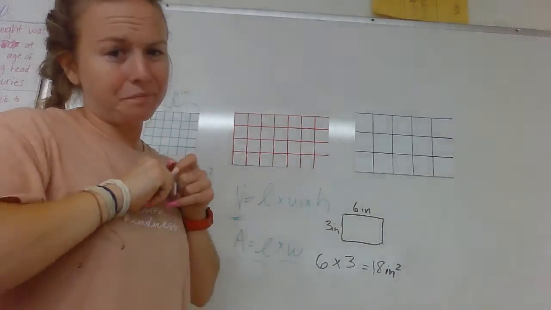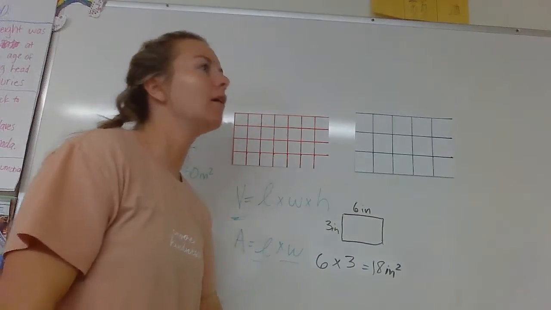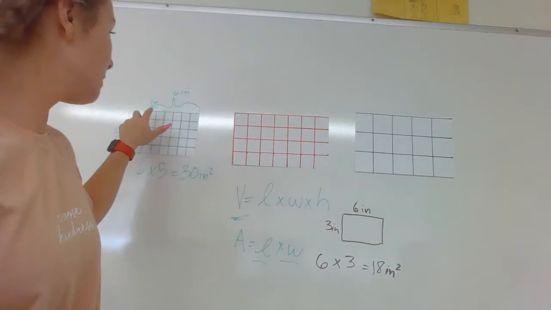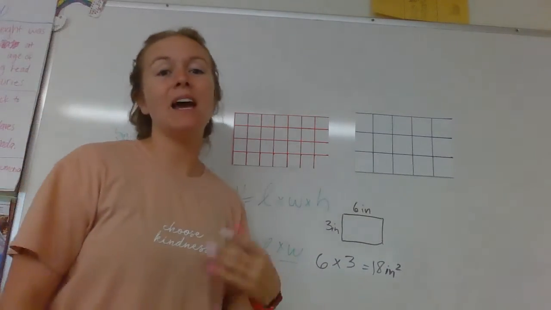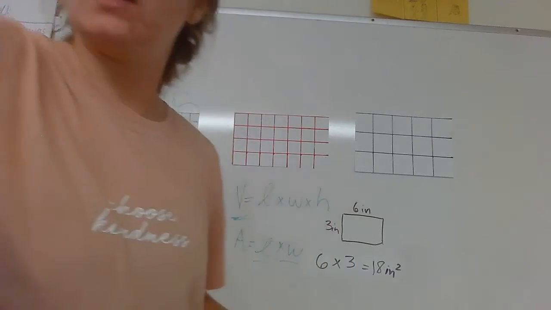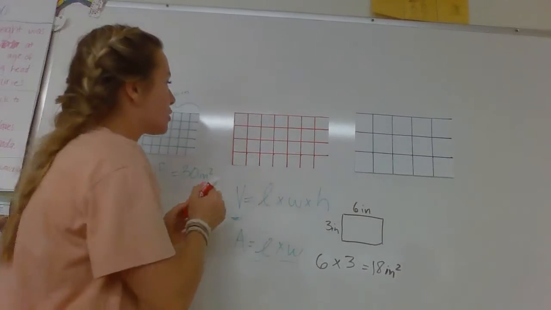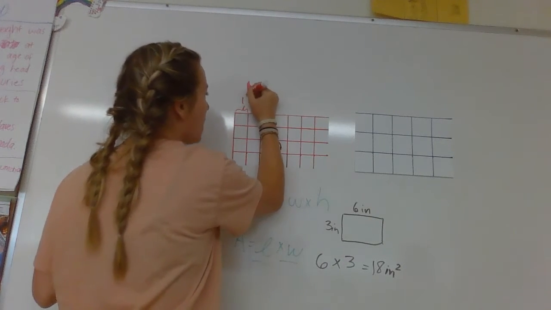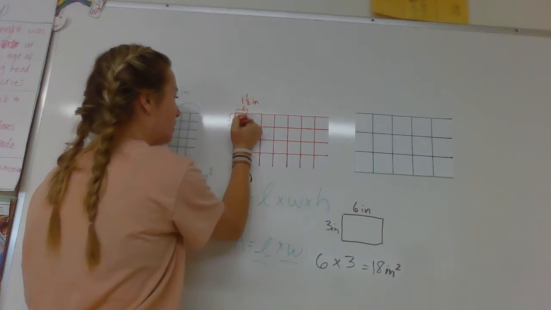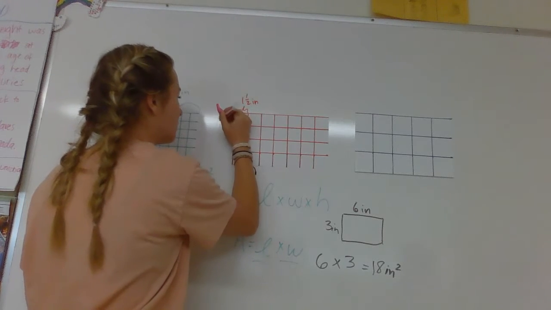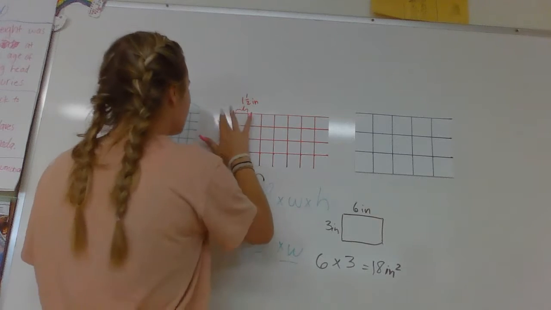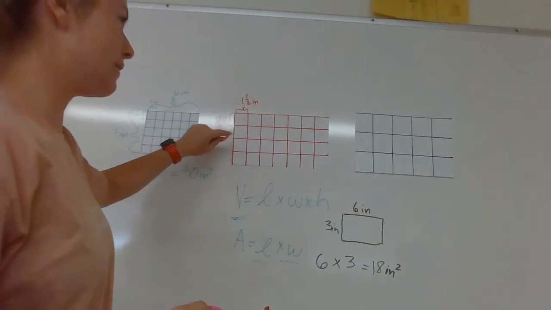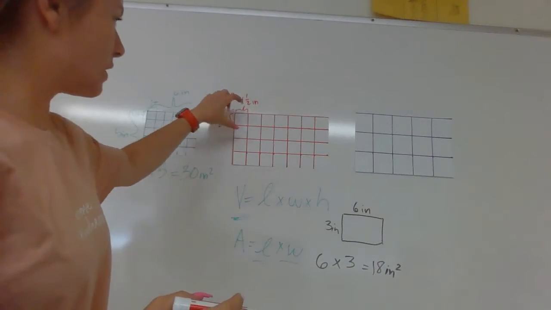Now, what if we were working with one that had not just whole numbers for our square units, but if they had mixed numbers or fractions involved. So for this guy over here, and it's tilted, I'm sorry, but each of these square units is 1.5 inches. Okay, so that's 1.5 inches by 1.5 inches.